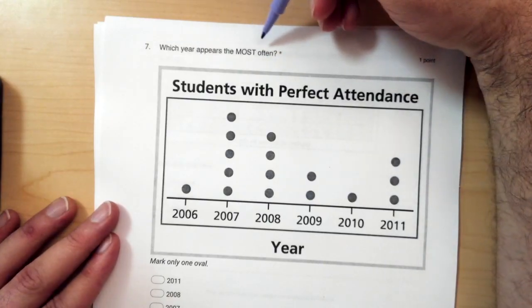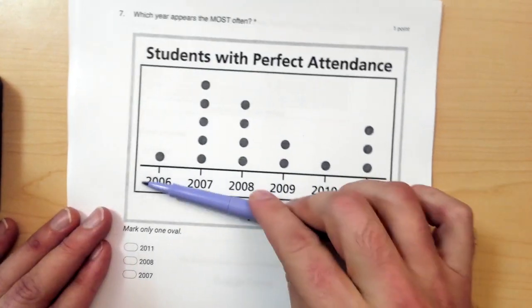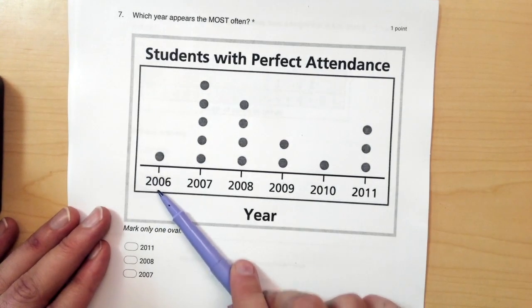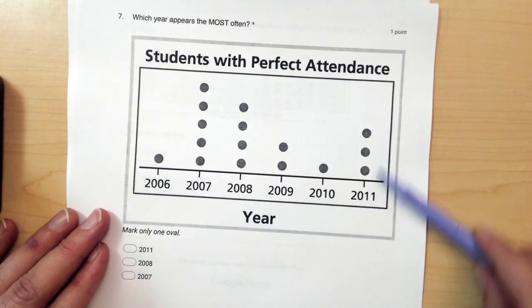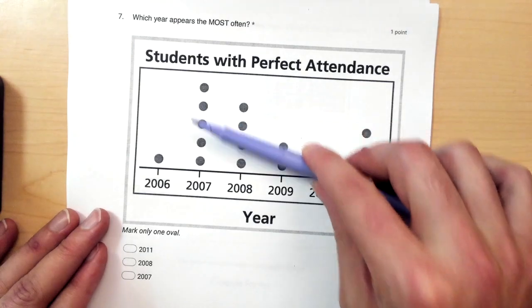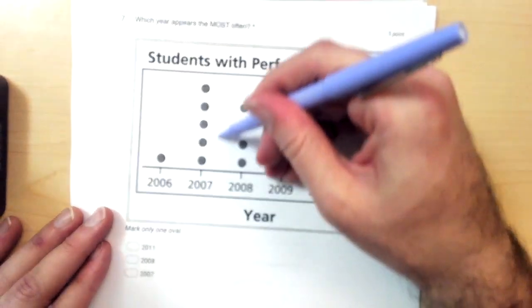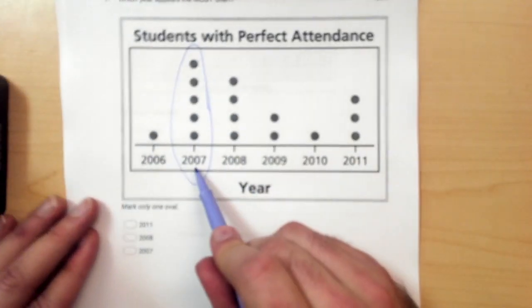Which year appears most often? Really, we're looking at all this data, and we see that 2006 happens almost not at all. 2011 a little bit more, but the one that happens the most is the one with the most dots, which in this case is 2007.